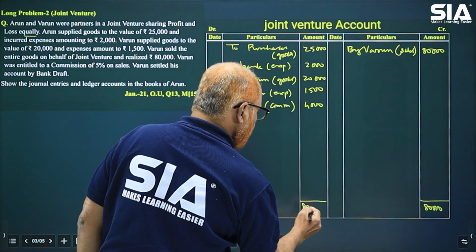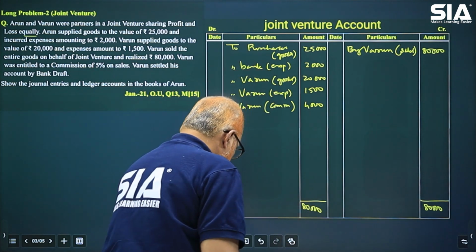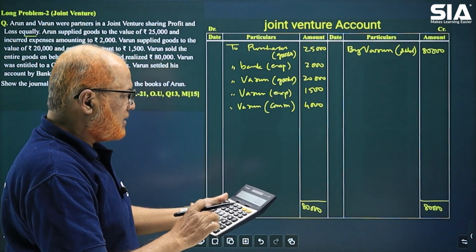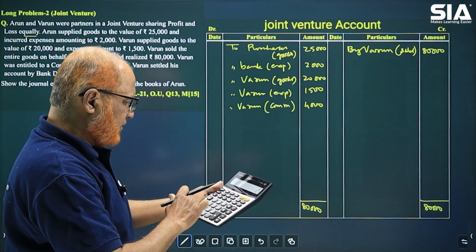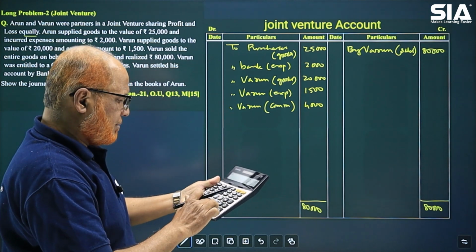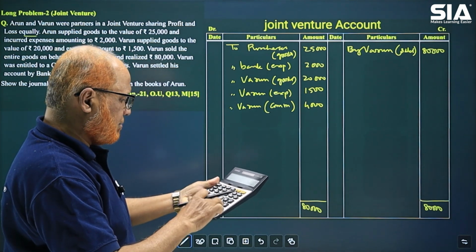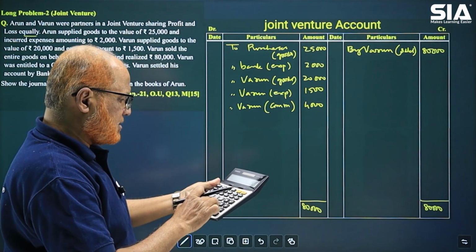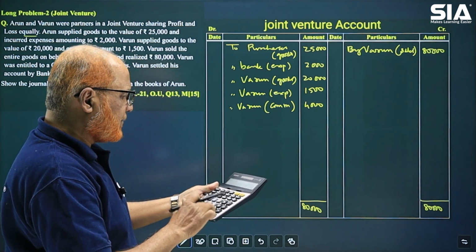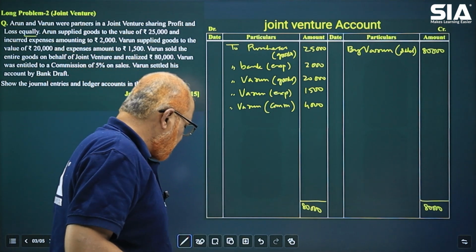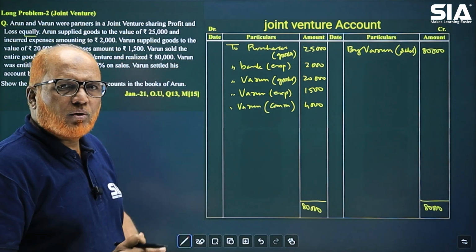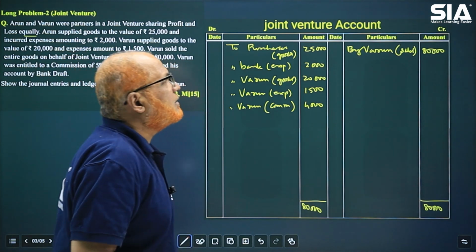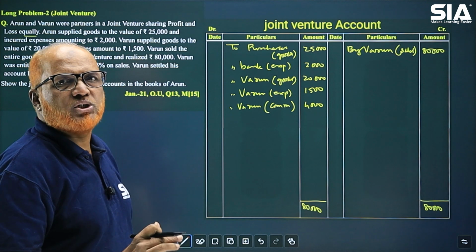Here also I am taking 80,000. From 80,000 minus 25,000 minus 2,000 minus 20,000 minus 1,500 minus 4,000. 27,500 is the profit. Now this profit 27,500 will be shared by both the partners, by both the co-ventures.